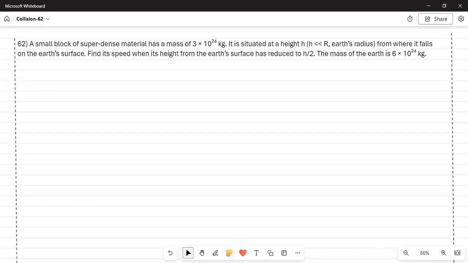We now take problem 62 of your textbook. It says that a small block of super dense material, whatever it is, has a mass of 3 into 10 to the power 24 kg. That is why they have given the adjective super dense. It is situated at a height h, which is much, much smaller than R, that is Earth's radius. That means it is near to Earth, although it is very, very heavy.